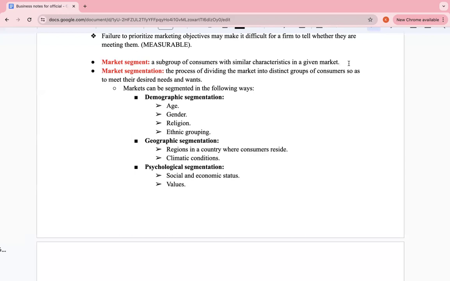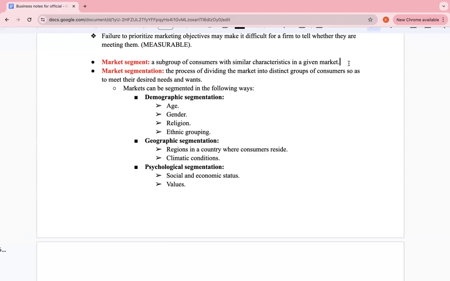So these individuals all have to have something in common. For example, a market segment, let's say for Ozempic. Ozempic is really trending right now, right? So for Ozempic, initially it was individuals with diabetes, but now the market segment has really expanded. We have almost everyone taking it. Now we have market segmentation, the process of dividing the market into distinct groups of consumers so as to meet the desired needs and wants.